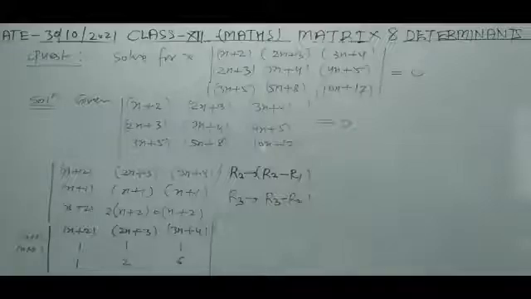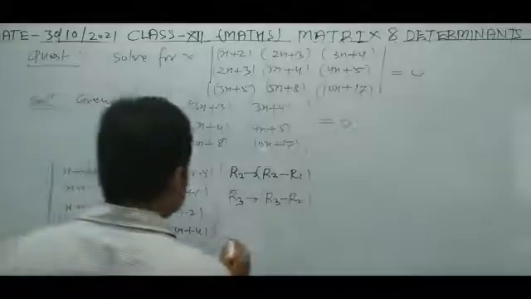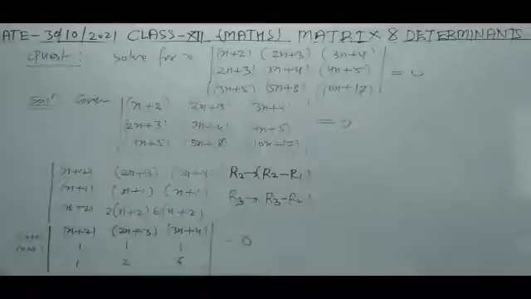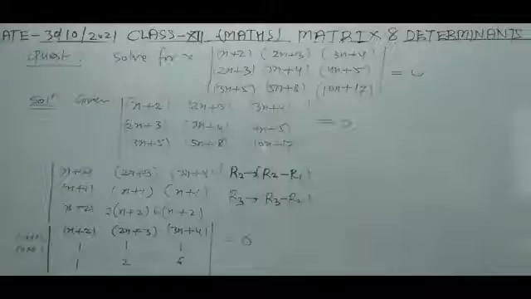Now its result is 0, and when you solve, you can get the values of x, that is minus 1 and minus 2. And now first of all we have to simplify this determinant. So how can we simplify?